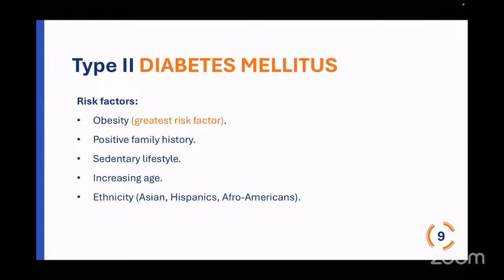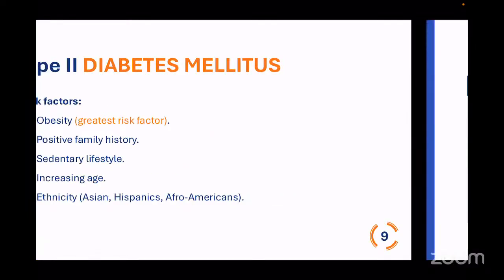The risk factors for developing type 2 diabetes include obesity, which is the greatest risk factor, and also positive family history, sedentary lifestyle, increasing age, and ethnicity: Asians, Hispanics, and Afro-Americans.